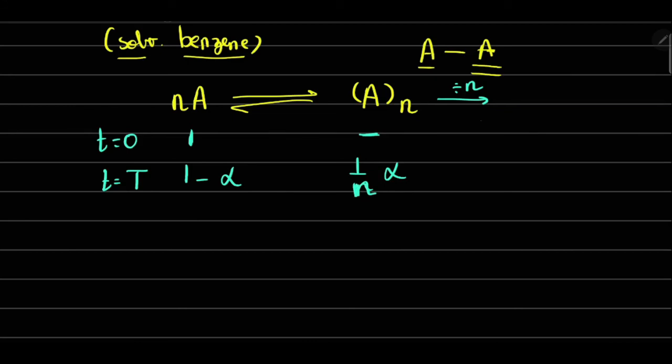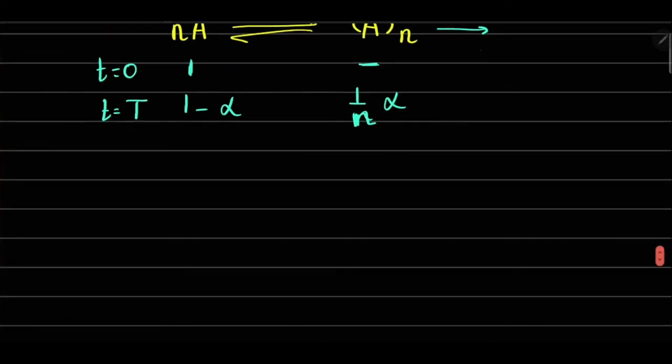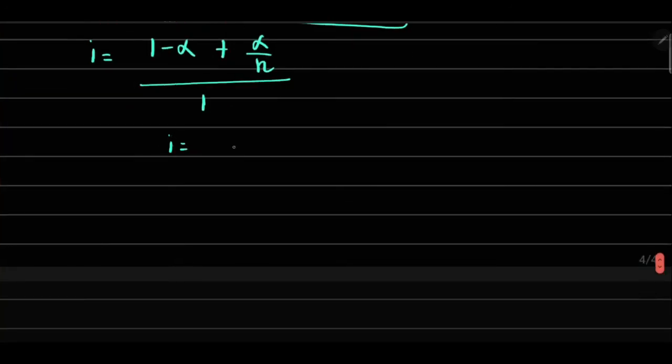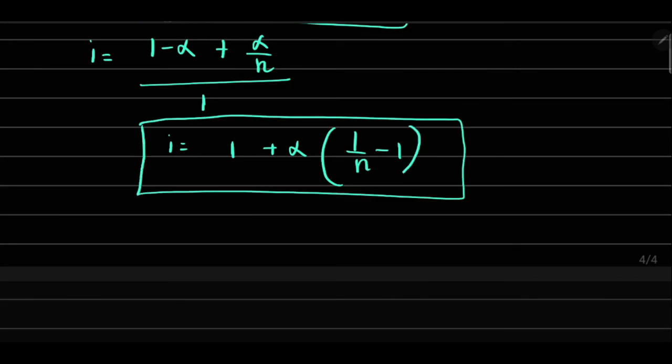Now let us find the Van 't Hoff factor just like we did before. So we can write i is equal to the number of particles after the equilibrium is reached, which is 1 minus alpha plus alpha by n, divided by the initial amount of particles, which is nothing but 1. So now we can write it as i is equal to 1. Same as before, we can take alpha common and write it as plus alpha into 1 by n minus 1. This is the formula for calculating the i value for association of solute molecules.